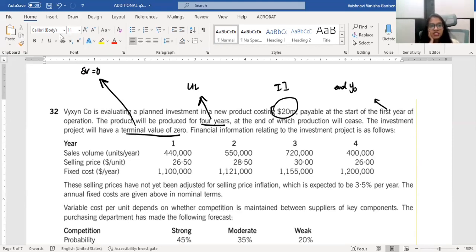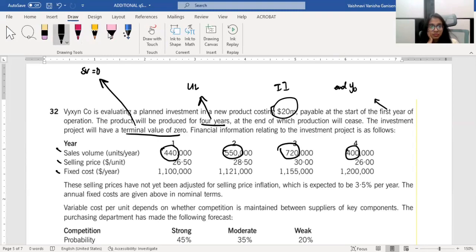Then he gave you financial information. The financial information that he gave you is sales volume, selling price, and fixed cost. So the sales volume that was sold is 440,000, 550,000, 720,000, and 400,000. Your selling price per unit that was given to you: 26.5, 28.5, 30, and 26.